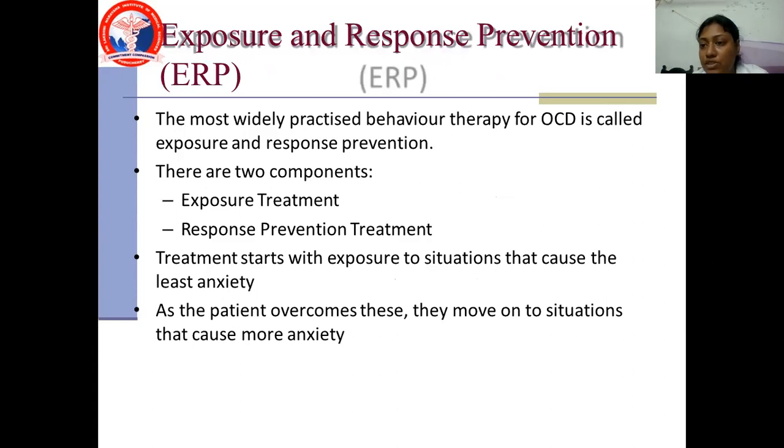Now, exposure response prevention: from the name, you expose the person, you get a response, and then you prevent it. There are two components here, exposure treatment and response prevention treatment. Treatment starts with exposure to situations that cause the least anxiety. For example, they see dirt and they get disgusted. You first show a little bit of dirt, some dirty place, and then we go on to the dirtiest place, like garbage or street-side garbage. It is graded. As the patient overcomes these, we move on to more difficult situations, so it is a graded exposure.